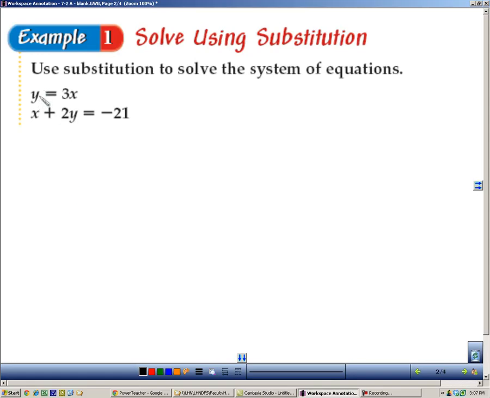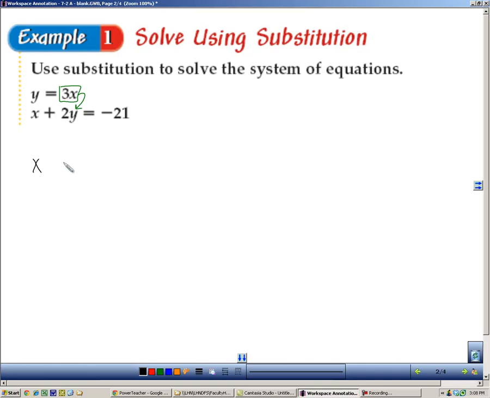I'm going to take this y, which is already isolated, and I know that y equals 3x. Well, if y equals 3x, we know that y is the same as 3x. And any place I have a y, I can substitute a 3x in its place. So I'm going to take this 3x and I'm going to put it in for the y. Now, why can I do that? Because they're equal.